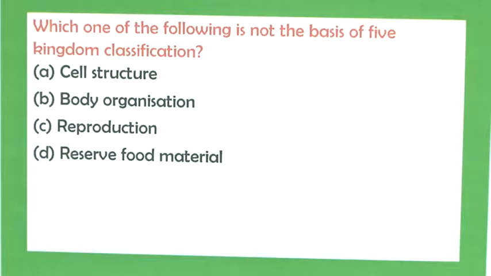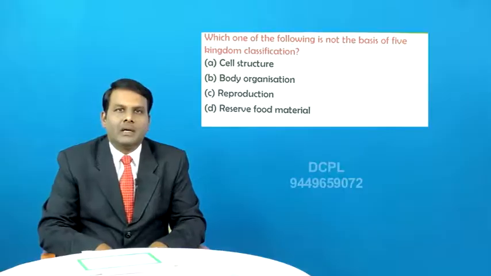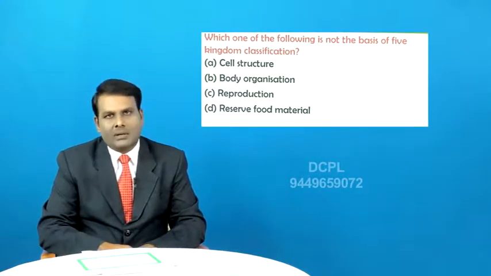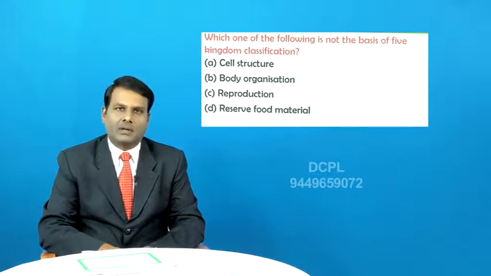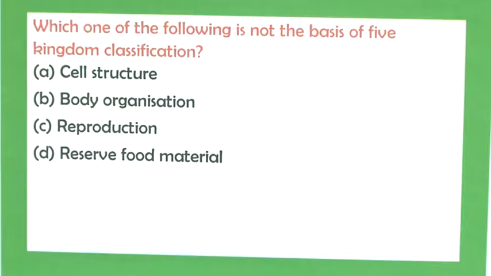So, based on this, let us take up one question. Which one of the following is not the basis of 5 kingdom classification? Option A, cell structure; option B, body organization; option C, reproduction; option D, reserve food material. When you look at option A, the cell structure may be prokaryotic or eukaryotic, that is one of the basic criteria used for classification of all living organisms into 5 kingdoms.